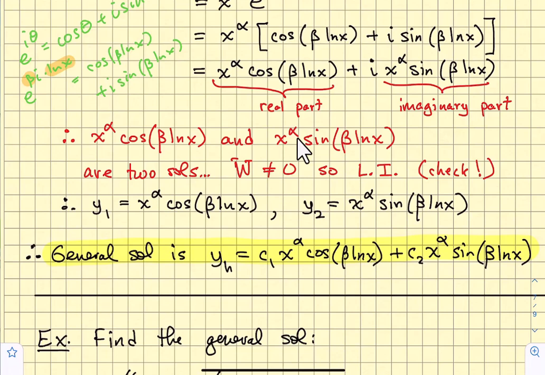So that means one solution to our equation in this case is x to the alpha cosine beta ln of x. Another solution is x to the alpha sine beta ln of x, and they are linearly independent. Therefore, our general solution, y_h, can be written as a linear combination of these: c1 x to the alpha cosine beta ln of x plus c2 x to the alpha sine beta ln of x.